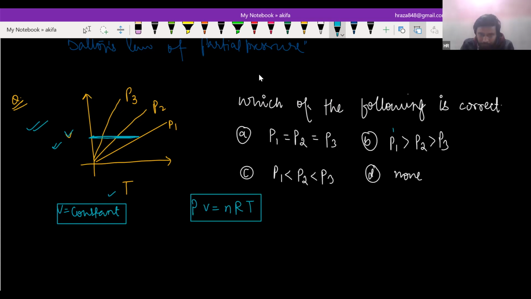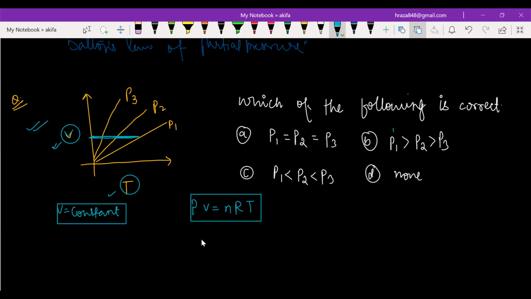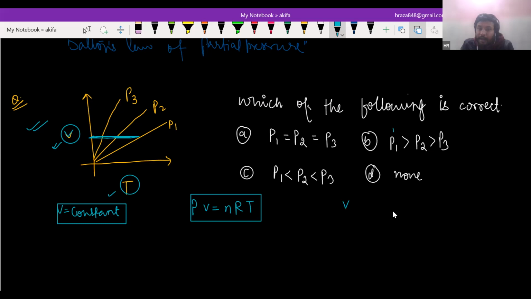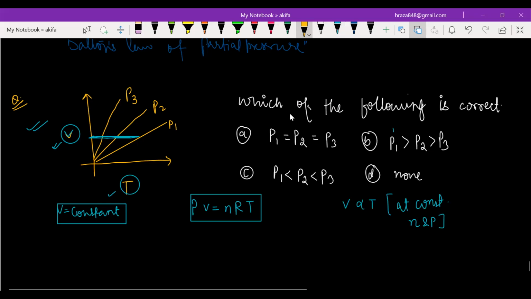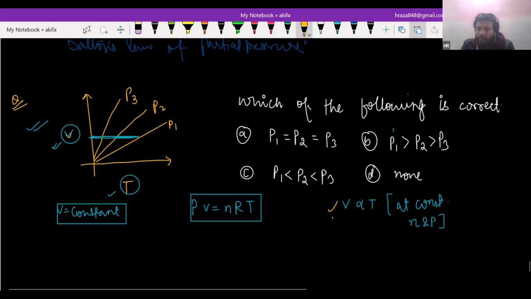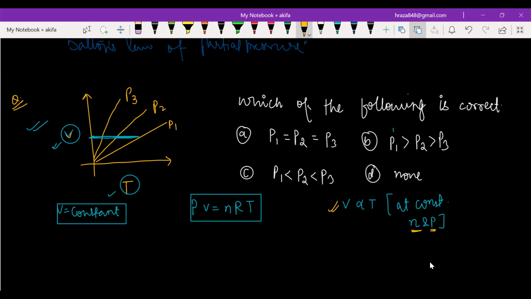As we know, this graph is a relation between volume and temperature, and that is Charles' law, in which he says volume is directly proportional to temperature at constant number of moles and pressure, right? Is this clear? Volume is directly proportional to temperature at constant number of moles and pressure. Yes.